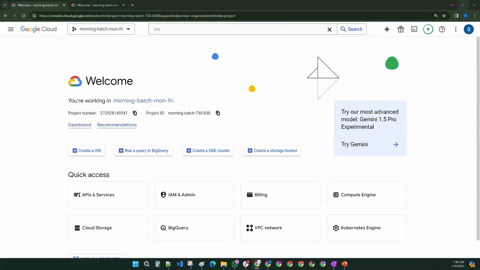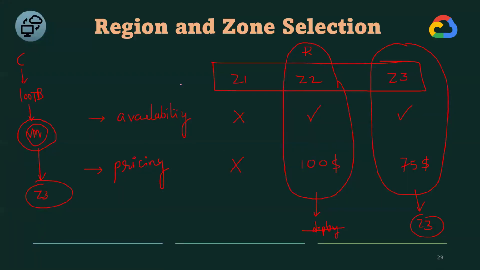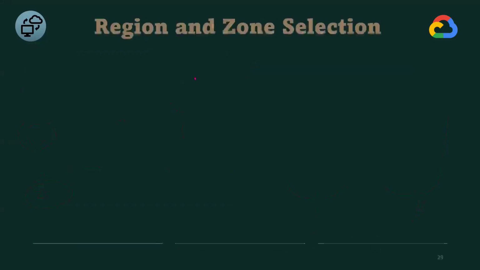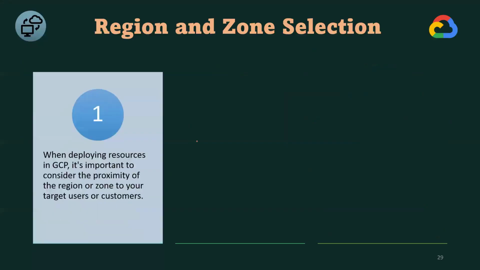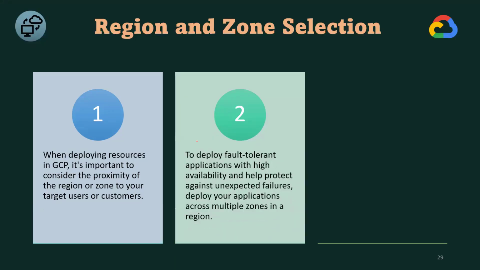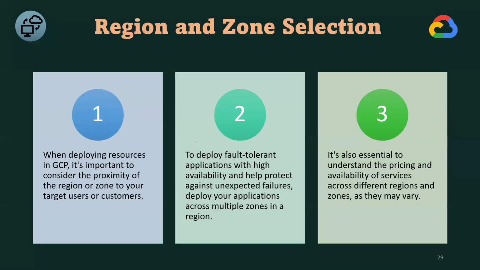Whenever we want to create any resource in GCP, understanding the regions and zones is very important. Look here. This is our first point, this is our second point, this is our third point. What does our first point say, guys? When deploying resources in GCP, understanding the proximity of region and zone to your target users and customers is very important. Deploy the resources with multi-zones and multi-regions to avoid unexpected failures. It is essential to understand the pricing and availability of the services across different regions and zones, as they may vary. Okay, now this is how we have to select the region and zone.